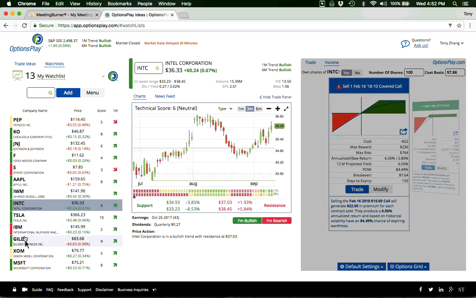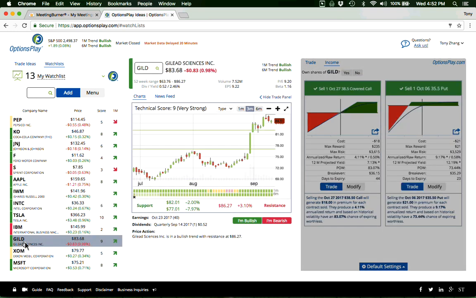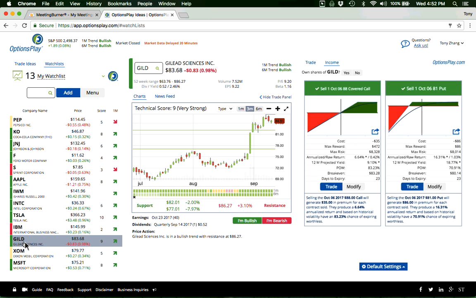And I immediately know on GILD what my covered call strategy might be on GILD. And you'll see how quickly you'll be able to go through your portfolio and within a matter of minutes know exactly which stocks have covered call opportunities and which ones don't.